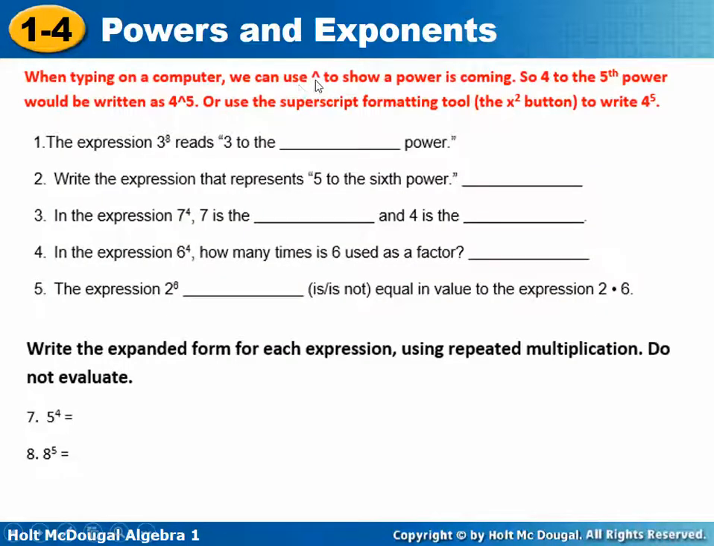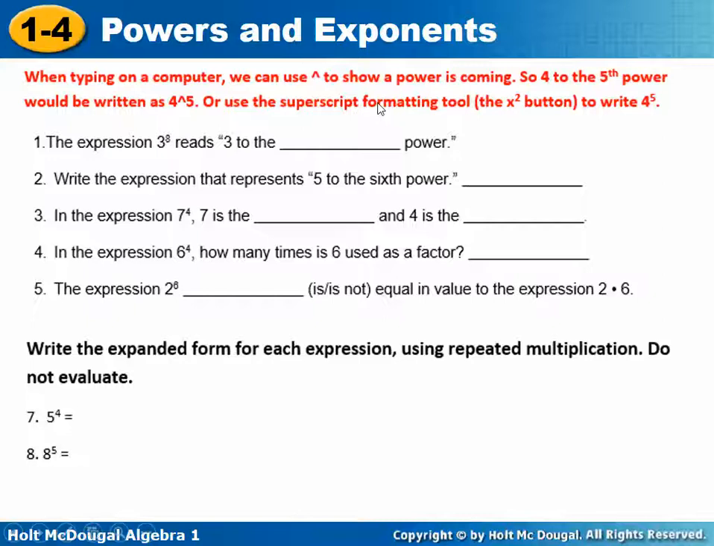If we're typing on a computer, there's this little button. If you go Shift and then the 6 key, we call it a caret. I'm not sure why, but that means that a power is coming next. So for 4 to the fifth power, you can write that as 4 and then that caret and then the 5. That means 4 to the fifth.